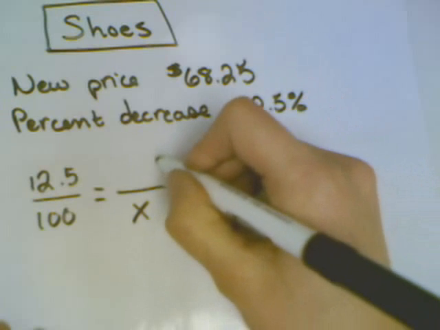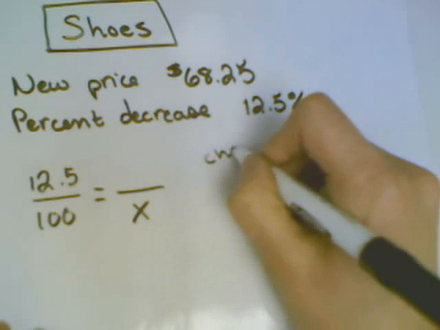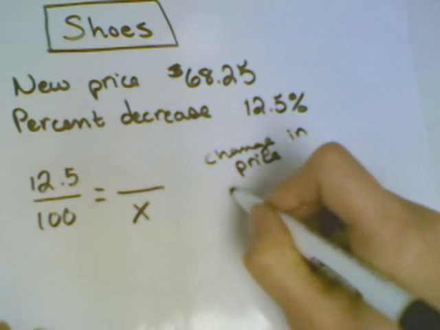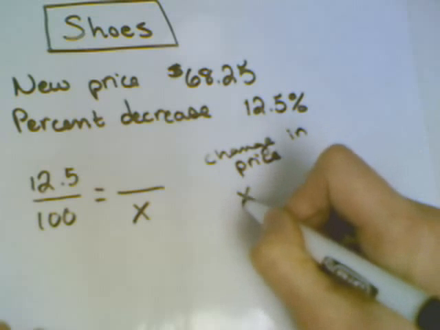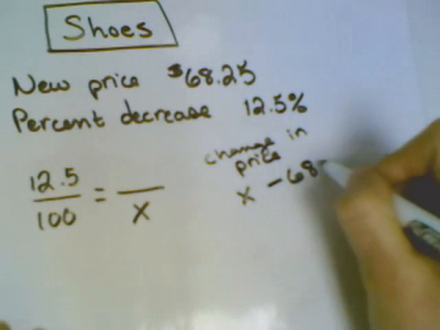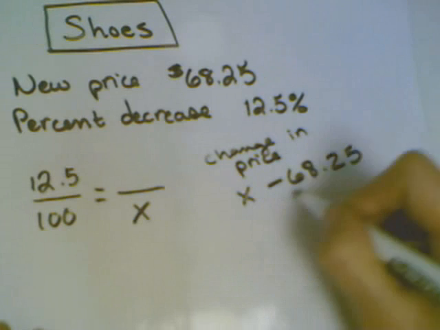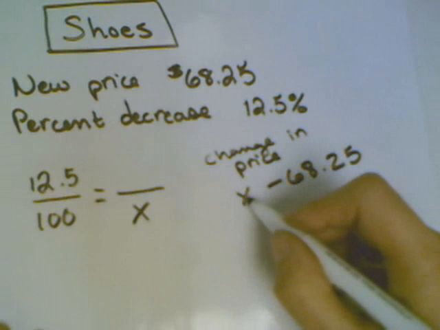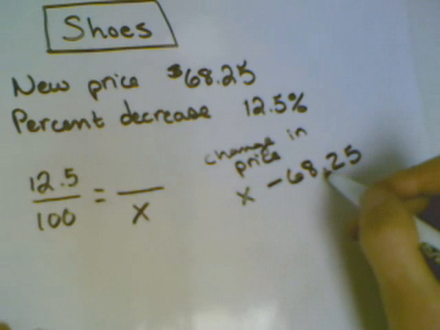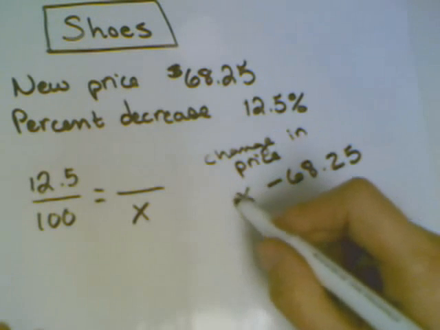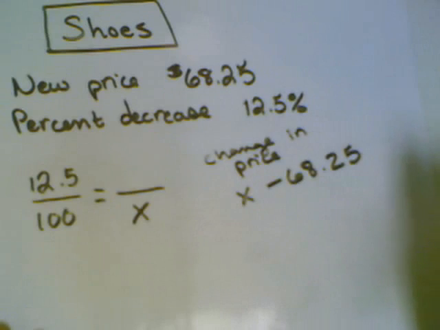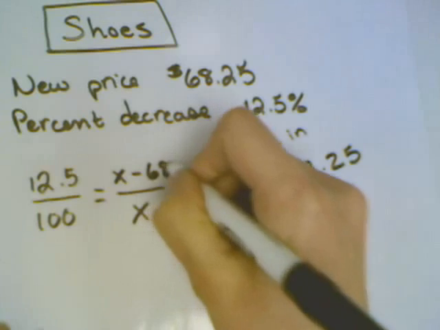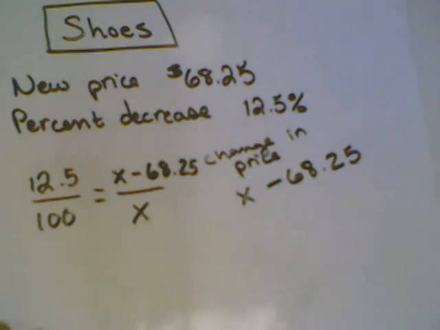The change in price is going to be the original price minus the new price. Now notice that this setup is different than the last setup because the original price is larger than the new price. Make sure you always put the larger number first. We don't want to deal with negative numbers in this situation. x minus 68.25.